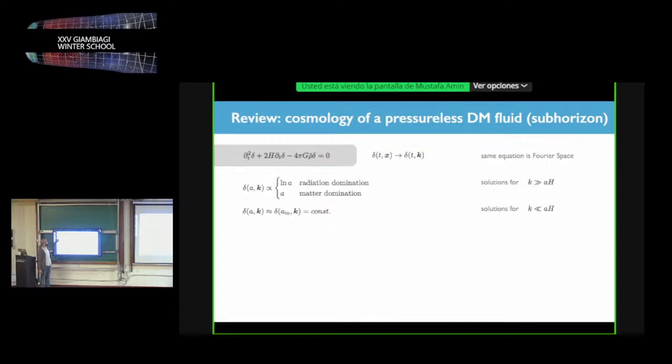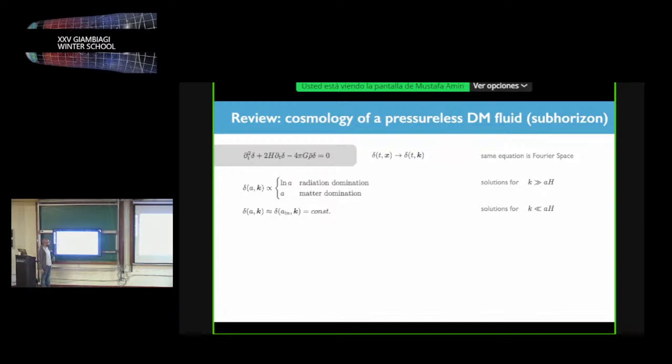First, before I tell you about the solutions, this equation can either be thought of as being written in position space, where delta is a function of time and space, or, because there are no gradients or nonlinear terms, the same equation also holds if I think of delta in Fourier space. So both of these are fine.